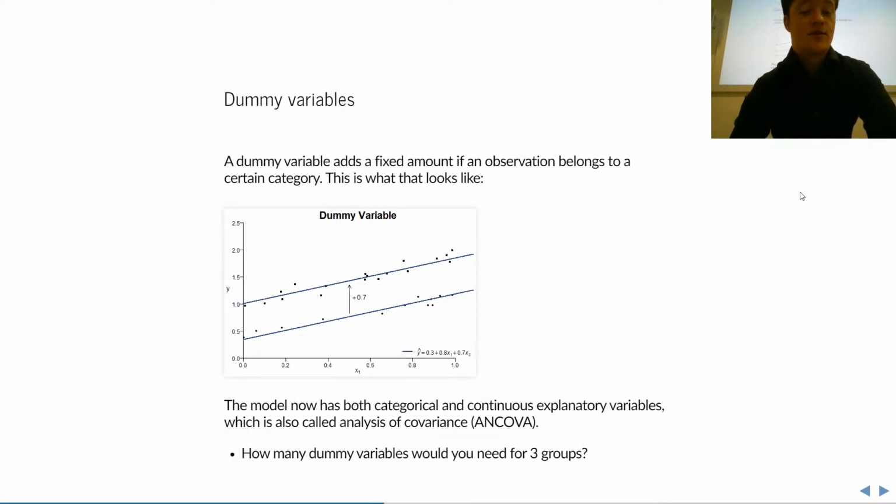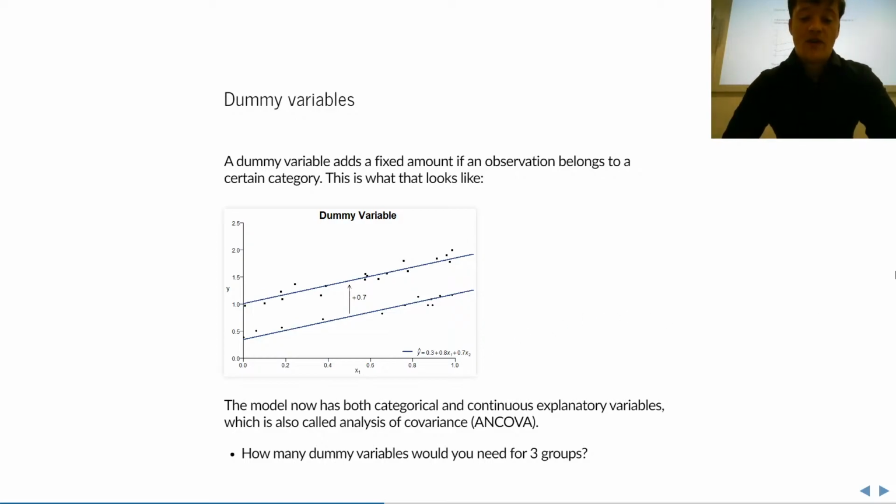Is the second x always the categorical? Sorry? Is the x2 always the categorical? No, you can flip it around. That's arbitrary. So he asked, is the second variable, so this x1, x2, always the categorical one? But no, you can do it in any order.